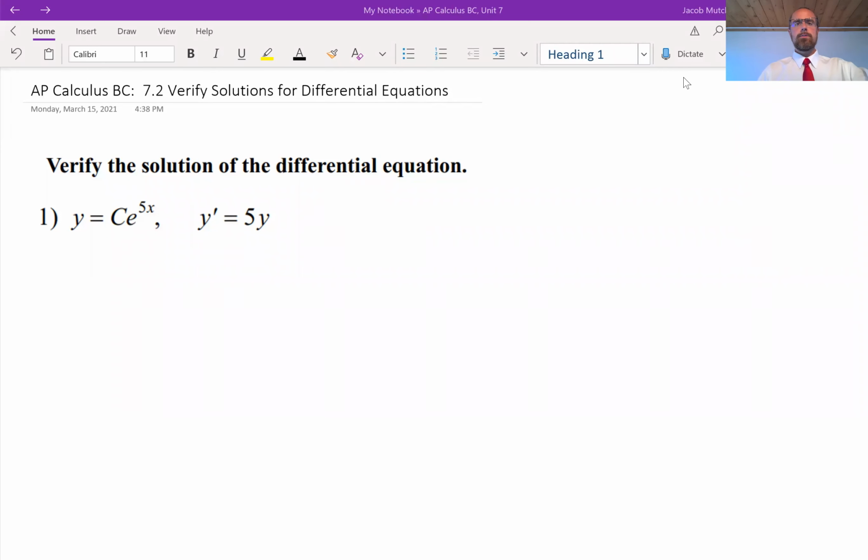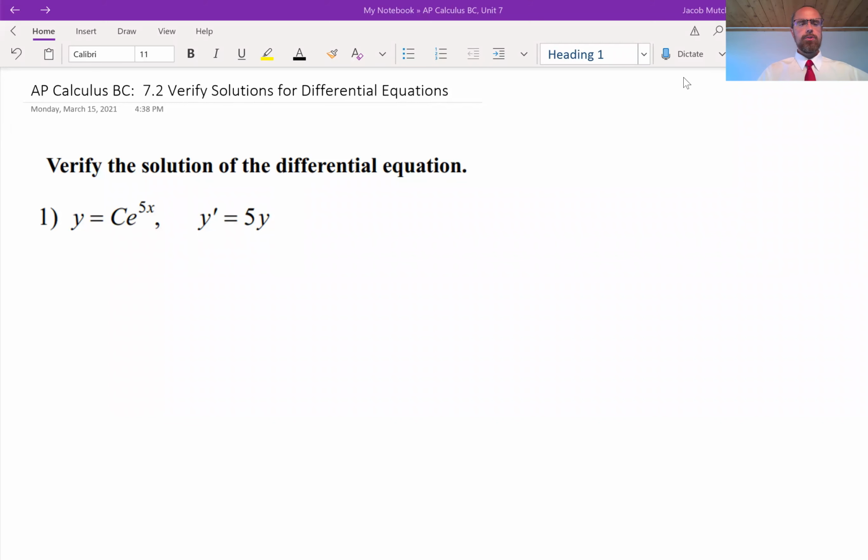Welcome to Calculus. Today we will investigate how to verify solutions for differential equations. We'll take a look at a total of 4 examples. Our first example is a middle of the road, verify the solution of this differential equation.